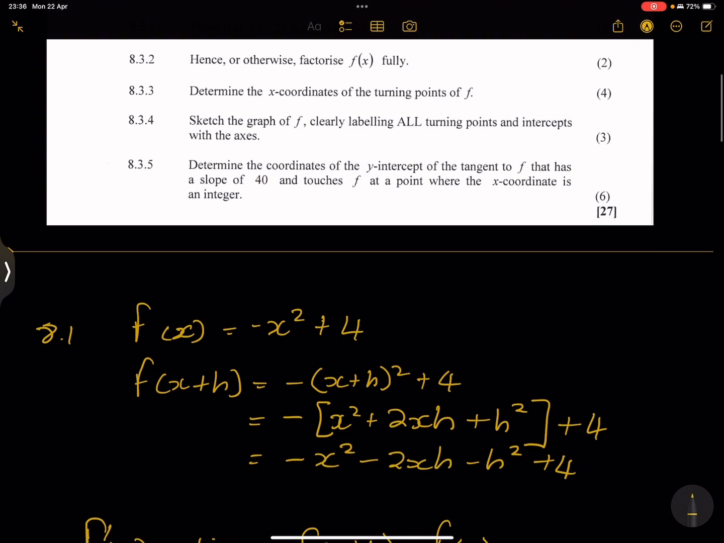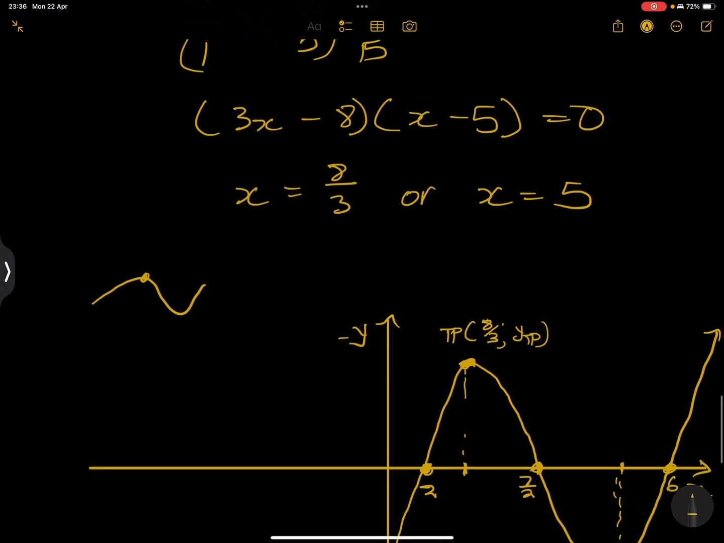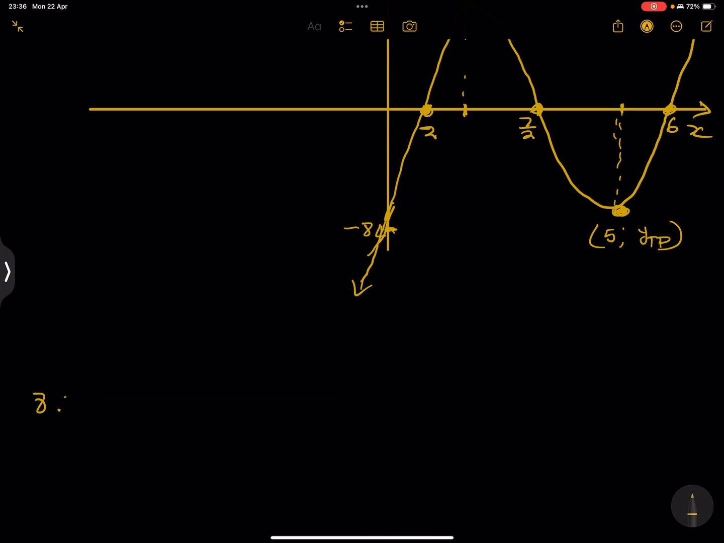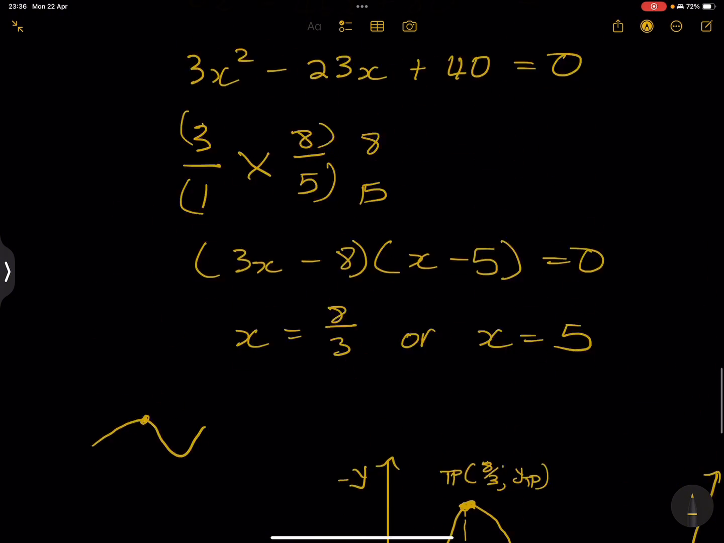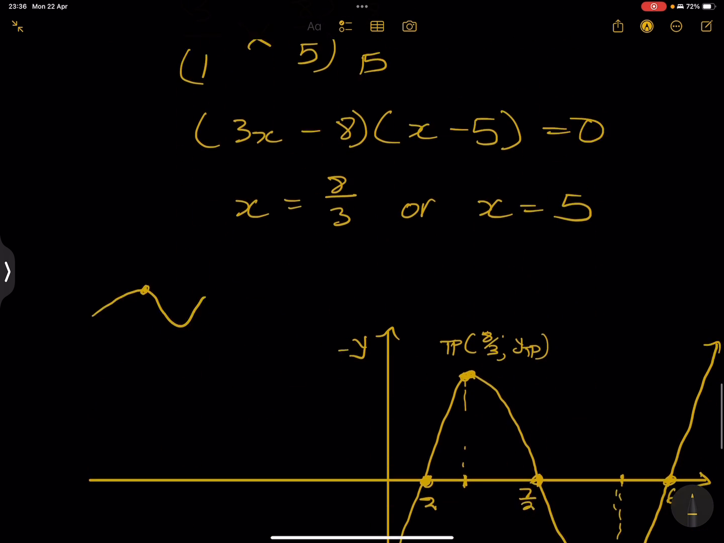Finally, they say determine the coordinates of the y-intercept of the tangent of f that has a slope of 40 and touches f at a point where the x-coordinate is an integer. So we want where the gradient of the graph is 40 and that value must be an integer. Right, so let's do that. Okay, so how do we get the derivative? Remember we said we take f prime. We've already found that in this case that's 6x squared minus 46x plus 80.